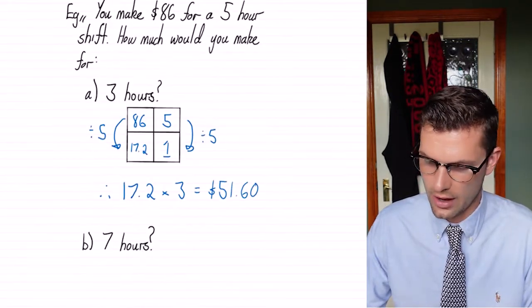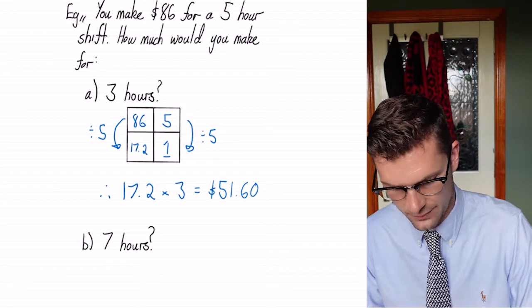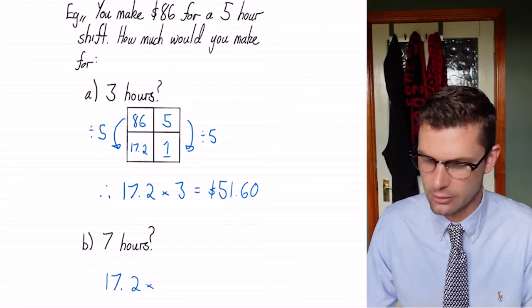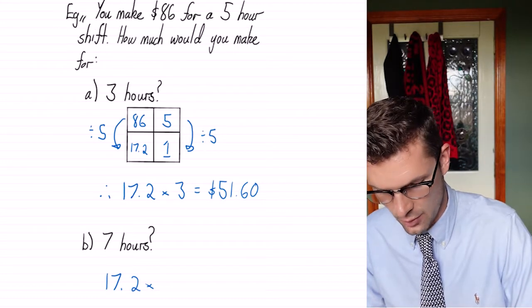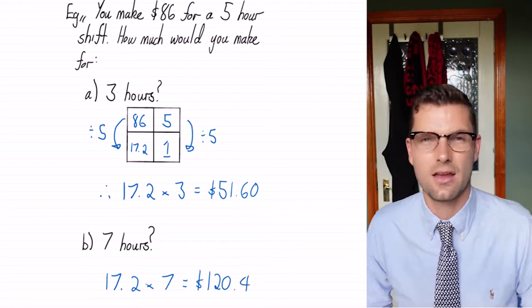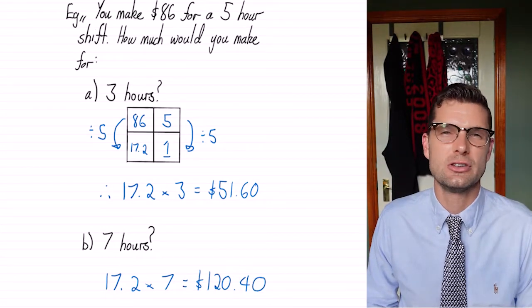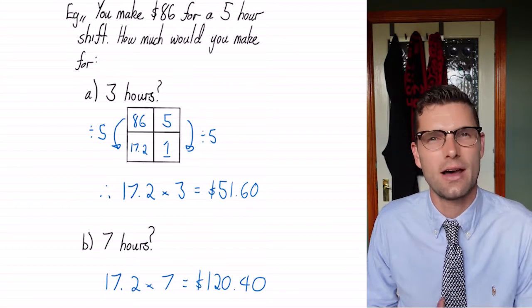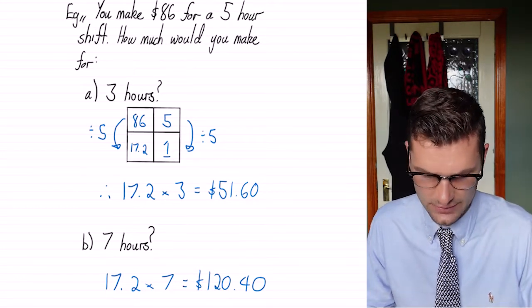Now I can use this information to determine if I want to work a longer shift. Let's say I want to work a 7-hour shift. All I've got to do is multiply my unit or my hourly rate by 7, which gives me $120.40. I know you could probably do that without the box scaffold, but it is just something that will help us in later questions.